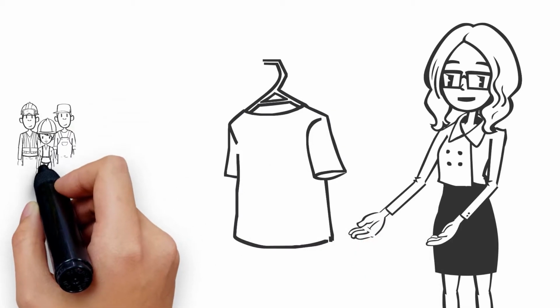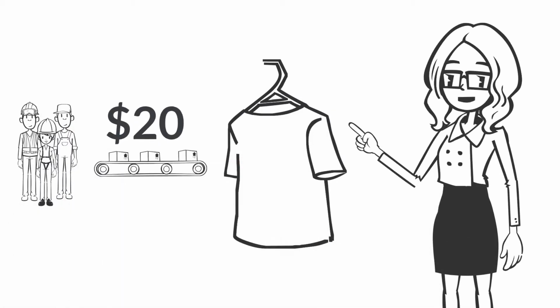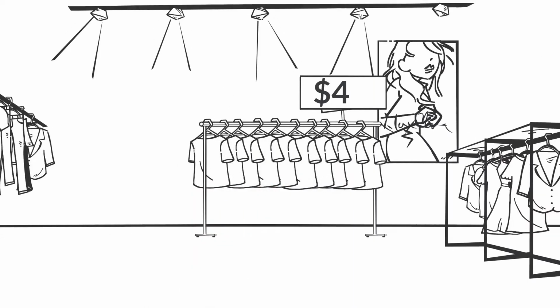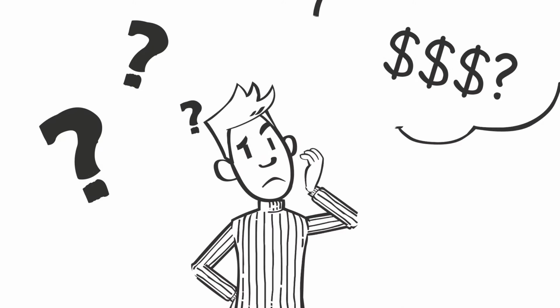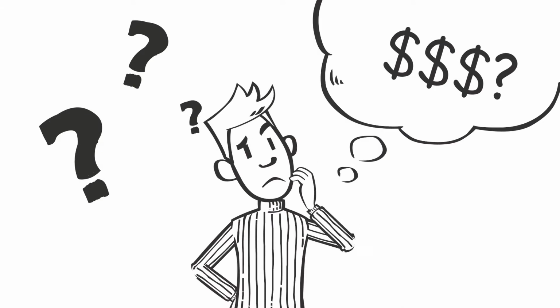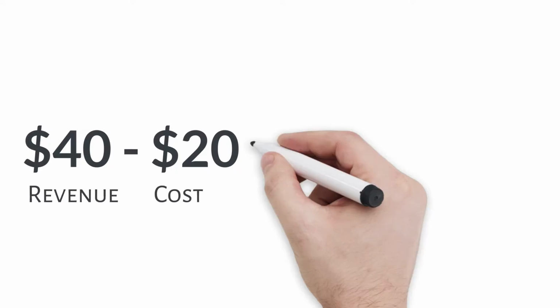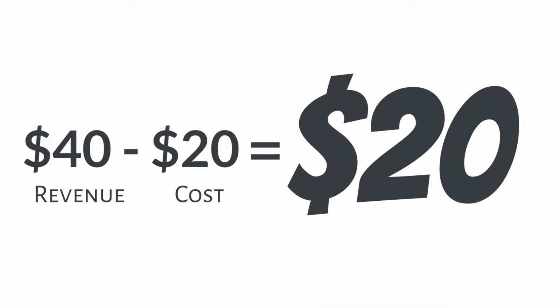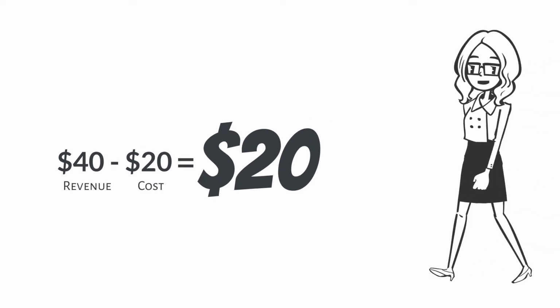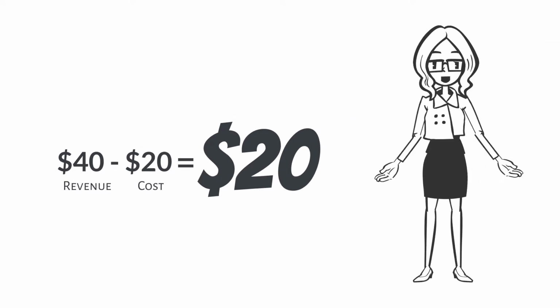A trendy t-shirt designer produces t-shirts for $20 a piece. The t-shirt designer sells the shirts for $40 a piece. How much money does the t-shirt designer get from the sale of each shirt? You're probably thinking that this is a simple problem and that the t-shirt designer gets to keep $20 for each shirt sold. However, we do not have all the information we need to figure this out yet.